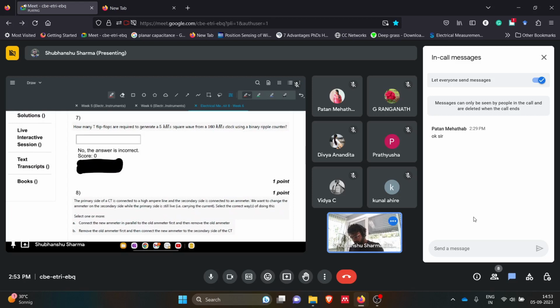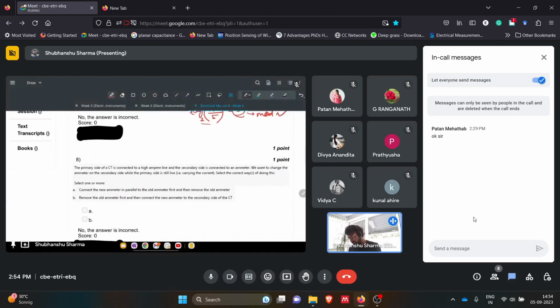How many flip-flops are required to generate a 5 kHz square waveform from a 160 kHz clock using a binary ripple counter? You have done this in this week also, so it's a direct formula you can apply. Basically log of 160 over 5, base 2, gives 5. This is the mod value. Otherwise there is a full proper derivation of how you derive this for n flip-flops, but if you know this formula, then it's fine. So I think this is also okay.